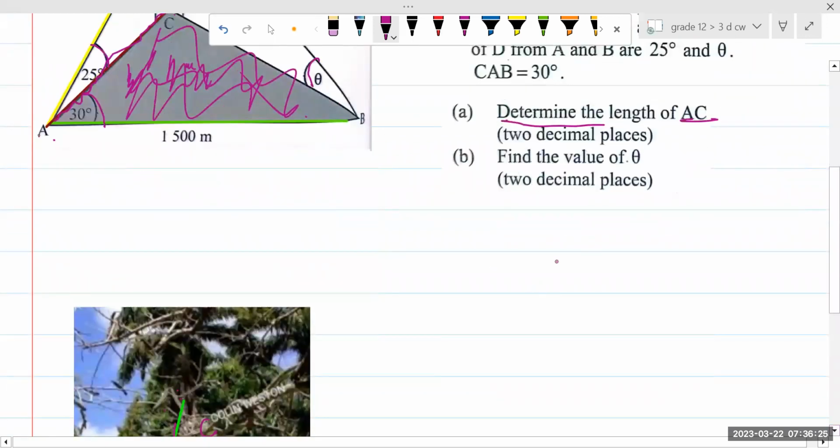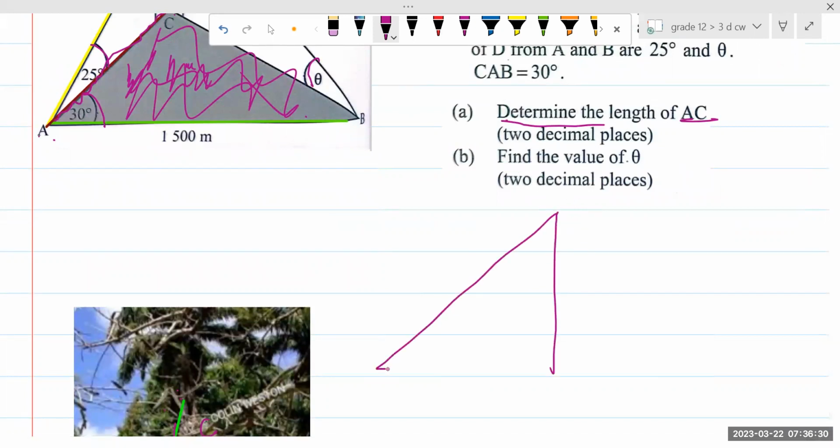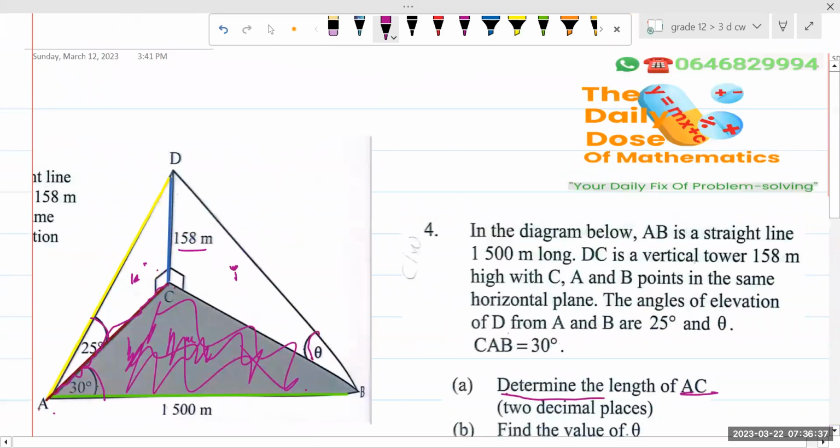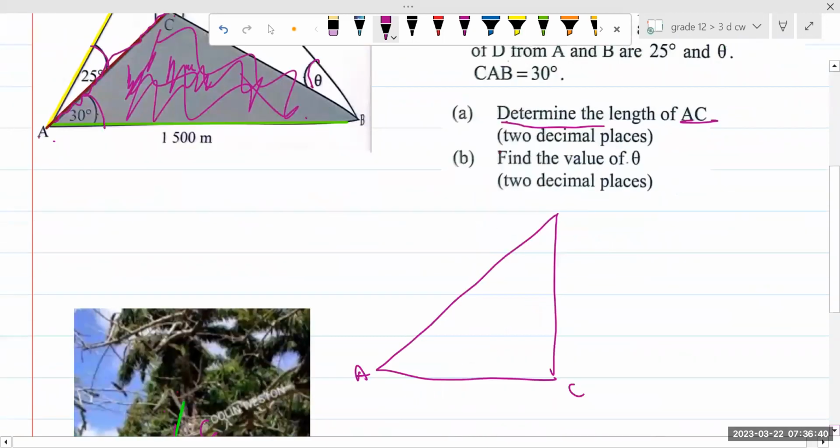Let's check here. That's one of the things we have: A, we have C. And then here we have D. Since this one here is the horizontal, where the horizontal meets with the vertical, they're going to form a 90-degree angle. So this triangle here has a vertical. They say the angle that we have here is going to be 25 degrees. And then here they said we have 158 meters.